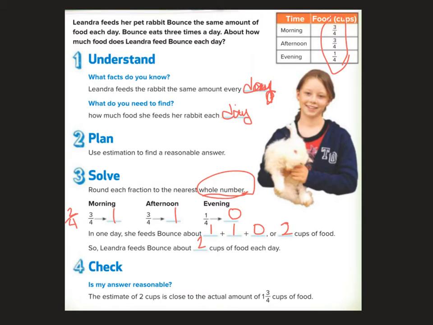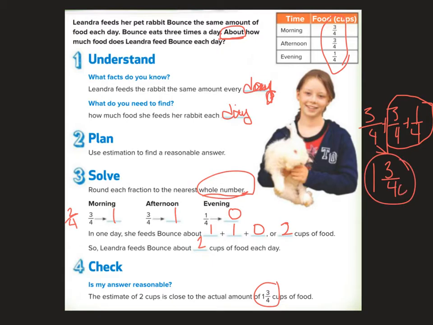Now my question is, do I need to find an exact amount? Do I need to add 3/4, 3/4, and 1/4? No, because it says about. So the estimate of 2 cups is close to the actual amount of 1 3/4 cups of food. If I were going to add 3/4 plus 3/4 plus 1/4, I know that this right here makes 4/4 or 1. And then if I bring down my 3/4, they're adding about 1 3/4 cups of food.